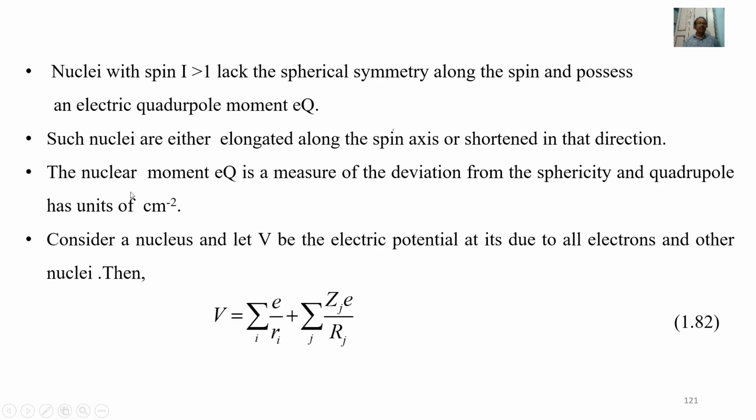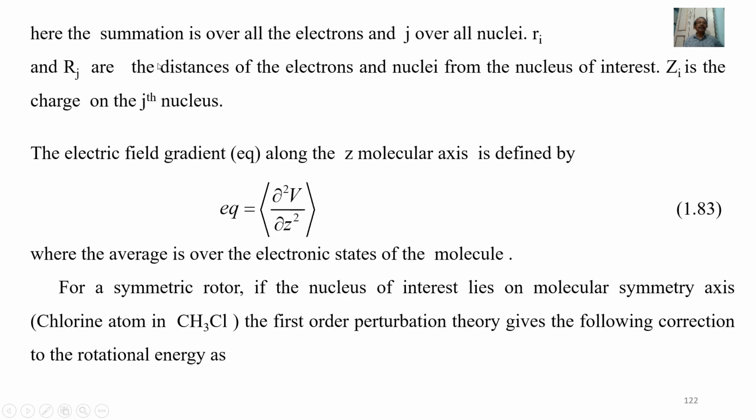The nuclear moment eQ is a measure of the deviation from sphericity, and the quadrupole moment has units of centimeter to the power minus 2. Consider a nucleus and let V be the electric potential at it due to all electrons and the other nuclei. Then V is given by equation 1.82: the sum over i of e divided by Ri plus the sum over j of Zj e divided by Rj. Here the summation i is over all the electrons and j over all nuclei.